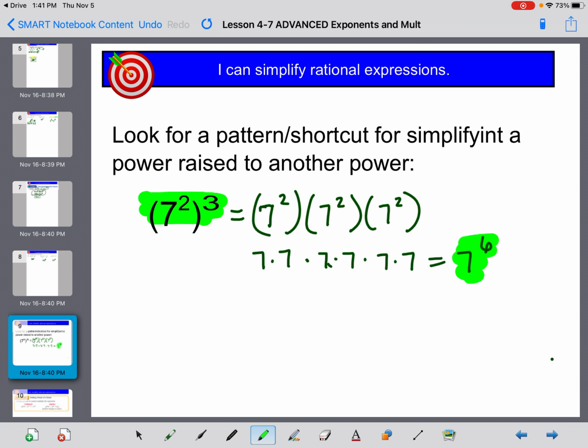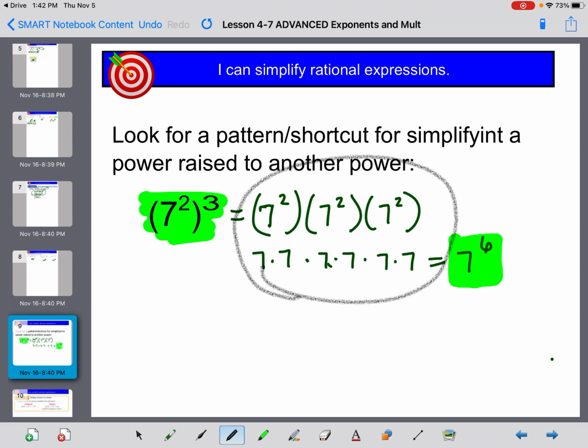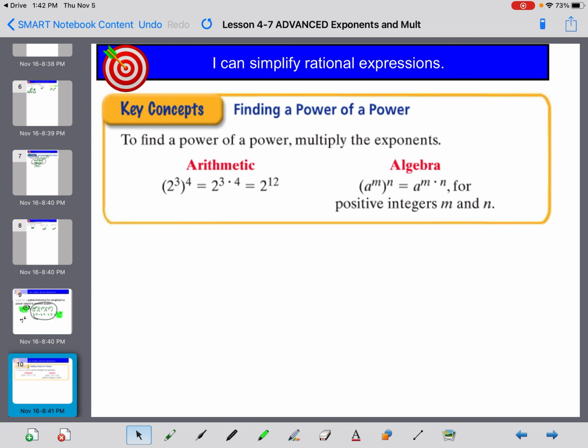How could I go from my starting problem to my answer of 7 to the 6th without having to show all of this work? Hopefully you are seeing that 7 to the 2nd to the 3rd power can be found by multiplying my exponents together and saying 7 to the 6th power that way. Here's the rule. Finding a power to a power. To find a power to a power, you multiply the exponents.